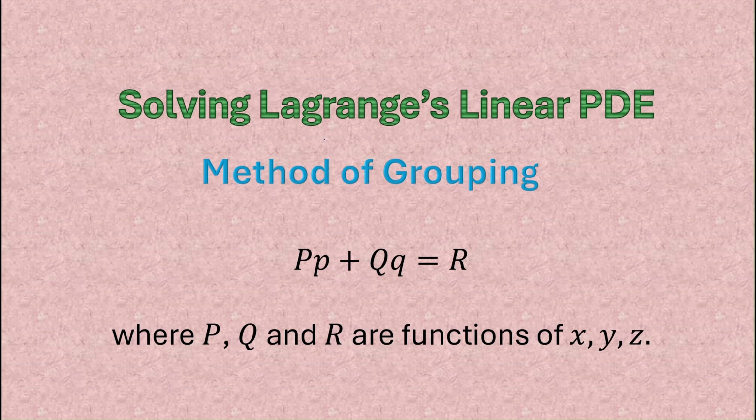We are going to see solving Lagrange's linear partial differential equation by the method of grouping. So first of all, the Lagrange linear partial differential equation is of the form Pp plus Qq is equal to R, where capital P, capital Q and capital R are functions of x, y and z. So whenever we see Pp plus Qq is equal to R, that is called Lagrange's linear partial differential equation. So now we are going to solve a problem by the method of grouping.